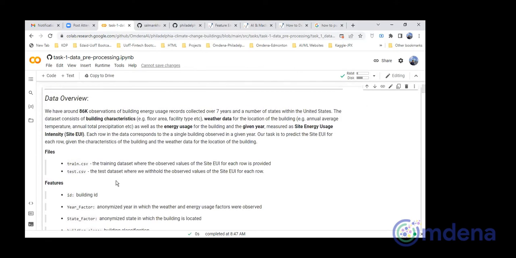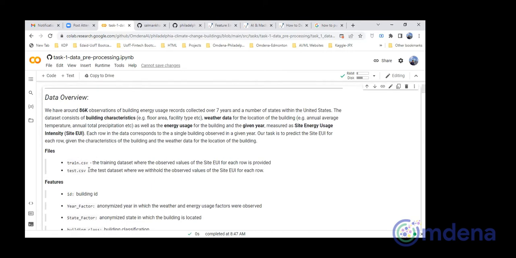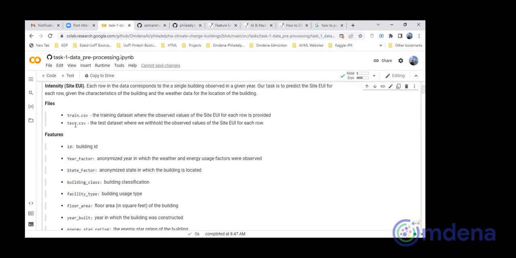What we are doing in this data overview is predicting the energy consumption in buildings across different states in the US. Data has been collected for that, and we have around 86,000 observations. The train and test CSV files have already been uploaded in the project management folder, which you can find on Slack.